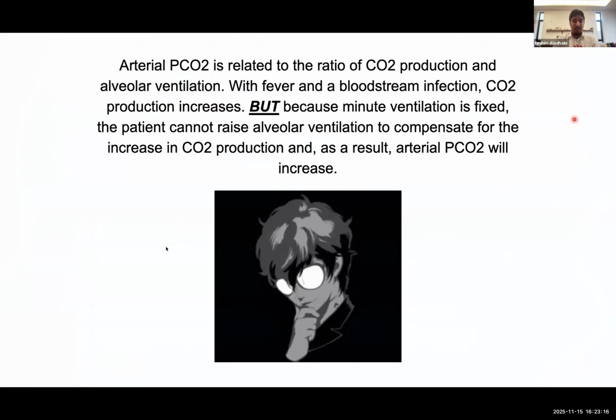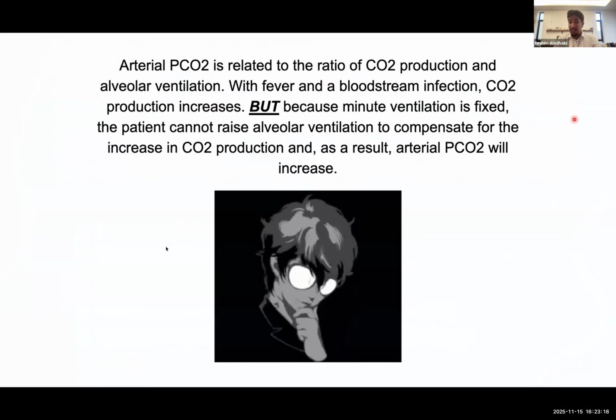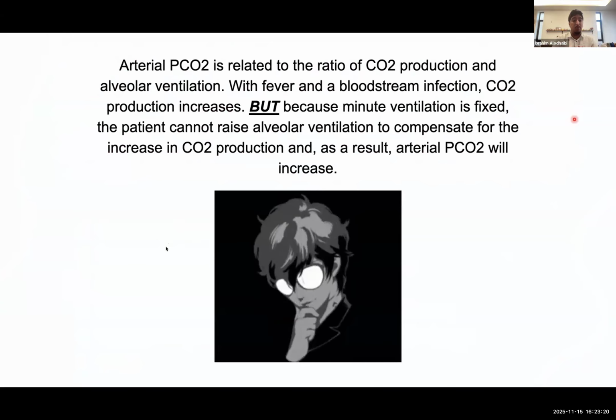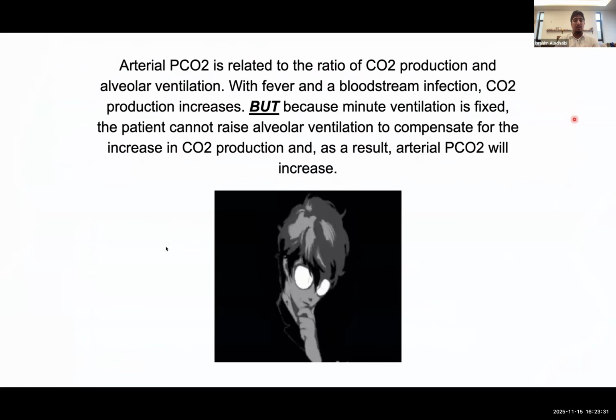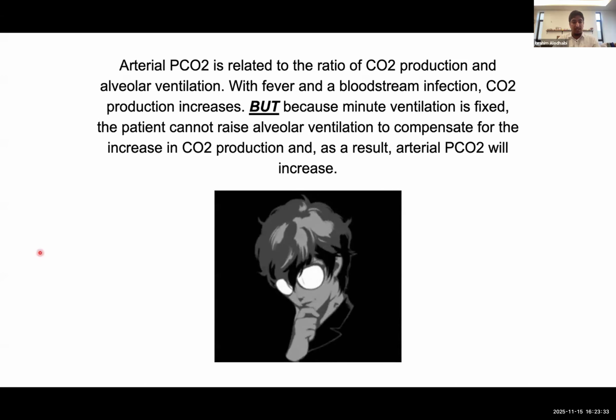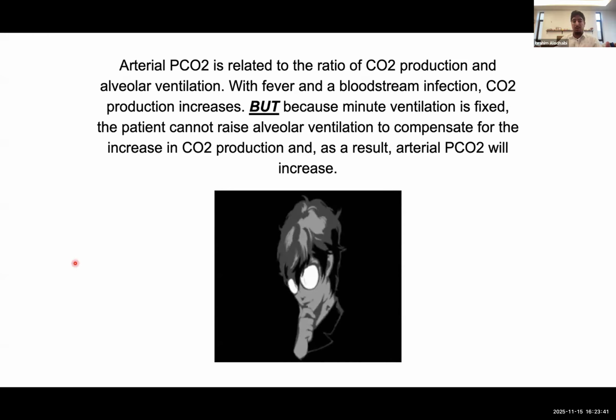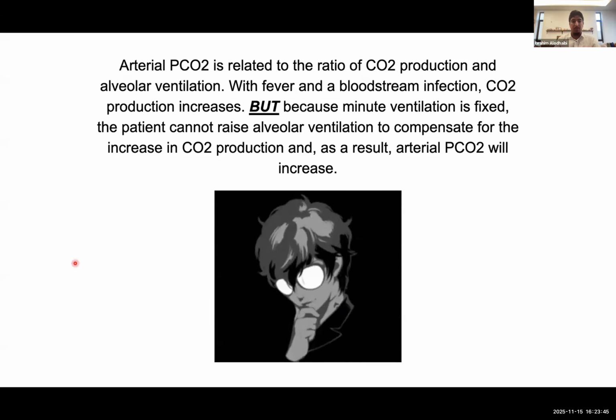But looking at the way this question was asked, this patient was on a ventilator, which means his minute ventilation was fixed. He cannot raise his ventilation to compensate for the increase in CO2 production. And thus, as a result, this PCO2 will increase. Essentially, more CO2 is being produced in this body, but because this guy is on a fixed ventilator, which is an important detail in that question, he is unable to compensate for it. Thus, arterial PCO2 will increase.